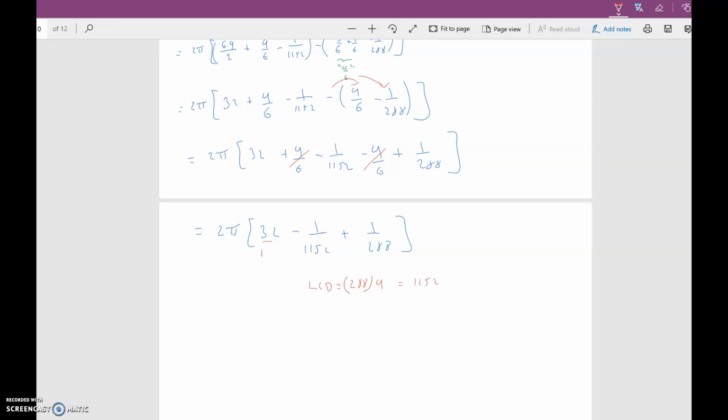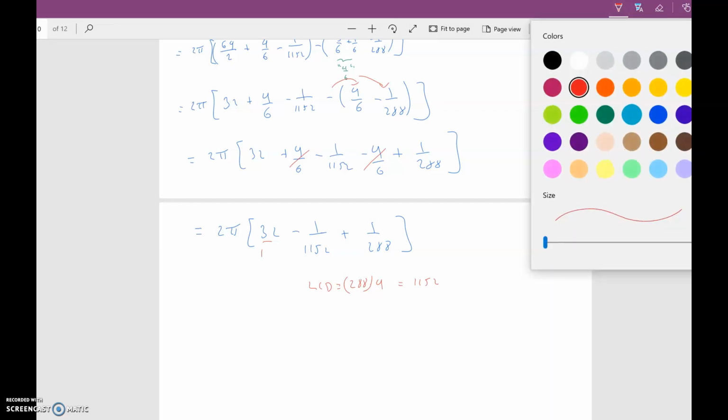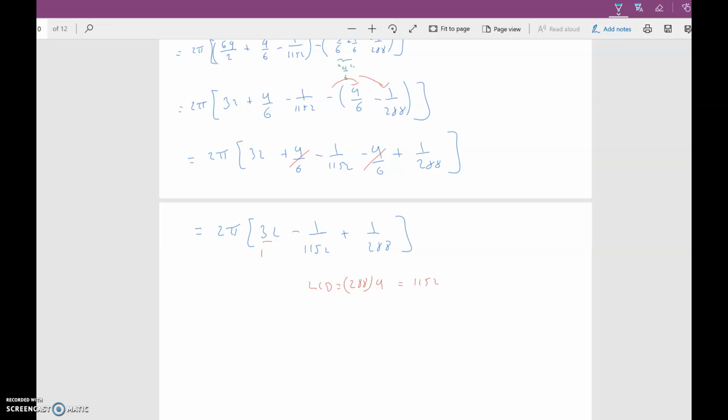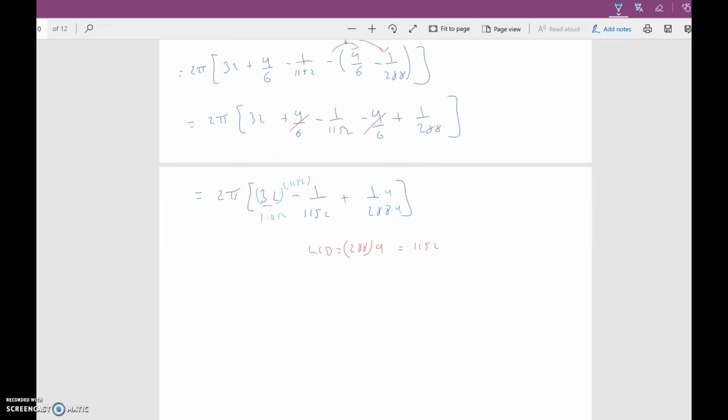So for the first one, we're just going to multiply the 1152 times 1152. We don't do anything to that one. And then this one times 4. So this is going to give us 2 pi times, and let me just rewrite it as 32 times 1152, technically minus 1 plus 4 over the 1152. And let me just double check, 288 times 4, that's 1152.